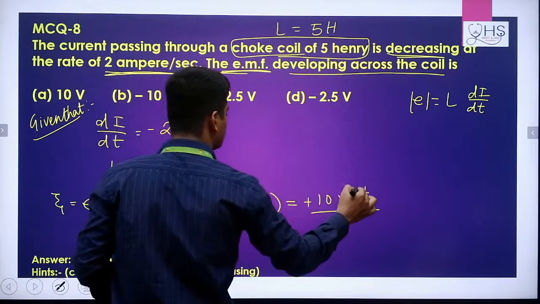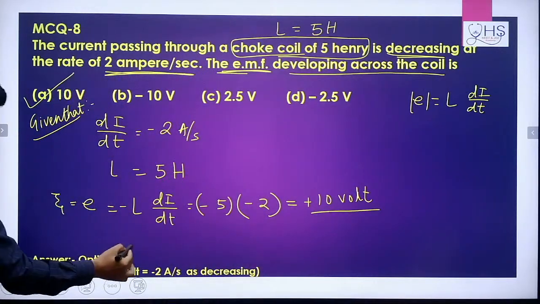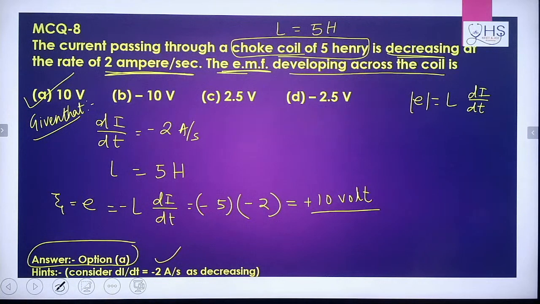Answer is coming how much? Okay, remember EMF SI unit is volt, so plus 10 volt. So option A is given. So remember this hint. When they are telling di by dt is decreasing, you have to take minus. The rate of change of current is minus.